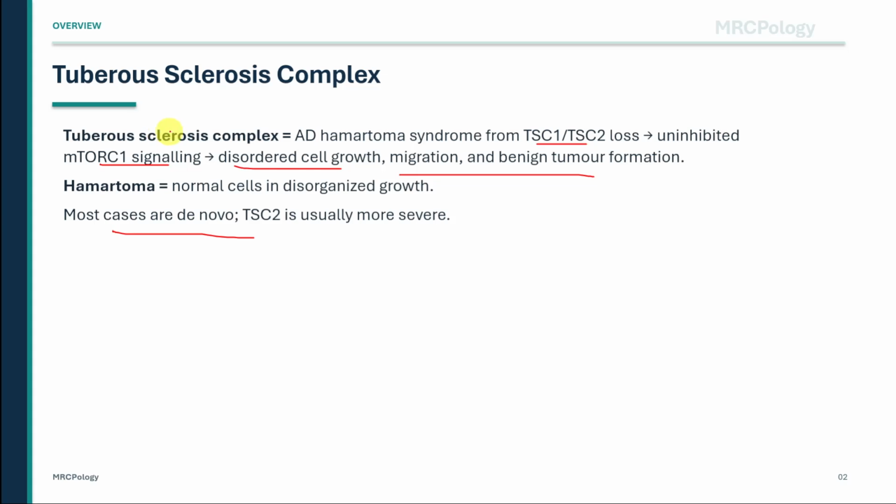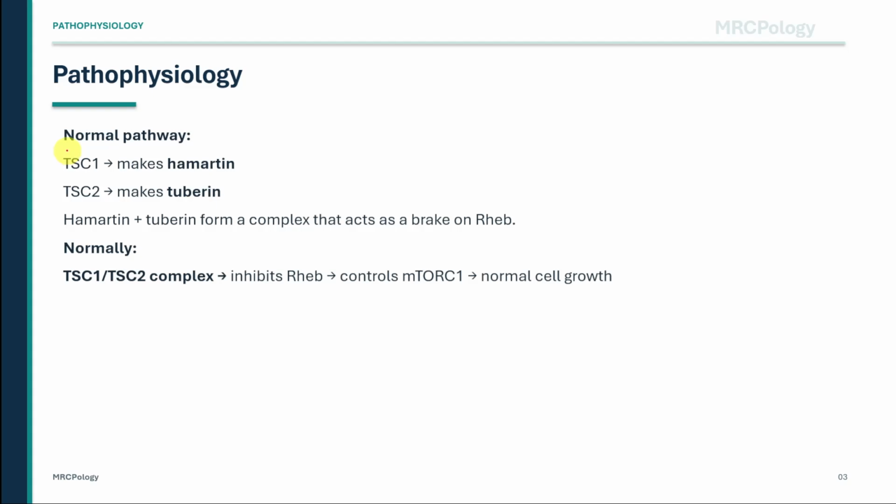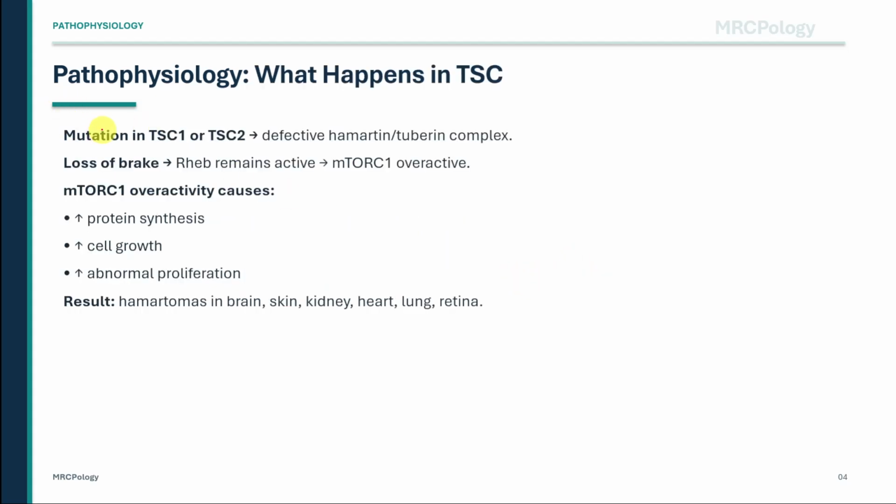To understand the pathophysiology, think of TSC1 and TSC2 as a braking system. TSC1 makes hamartin, TSC2 makes tuberin. Hamartin and tuberin form a complex that normally inhibits Rheb. When Rheb is inhibited, mTOR1 is controlled and cell growth remains regulated. In tuberous sclerosis, mutation in TSC1 or TSC2 produces a defective hamartin-tuberin complex. The brake is lost. Rheb remains active.